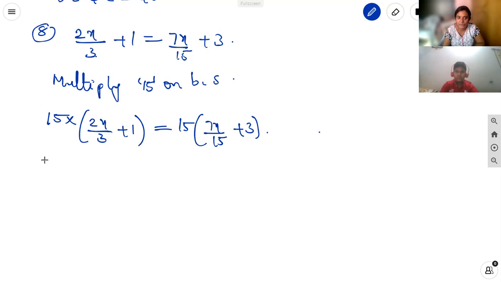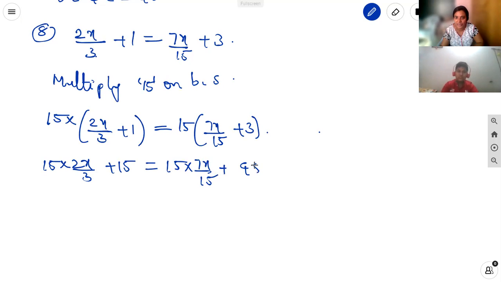Now we distribute: 15 into 2x/3, plus 15 ones are 15, equals 15 into 7x/15 plus 15 threes are 45. Simplifying: 3 fives are 15, so 5 twos are 10x. So 10x + 15 = 7x + 45.